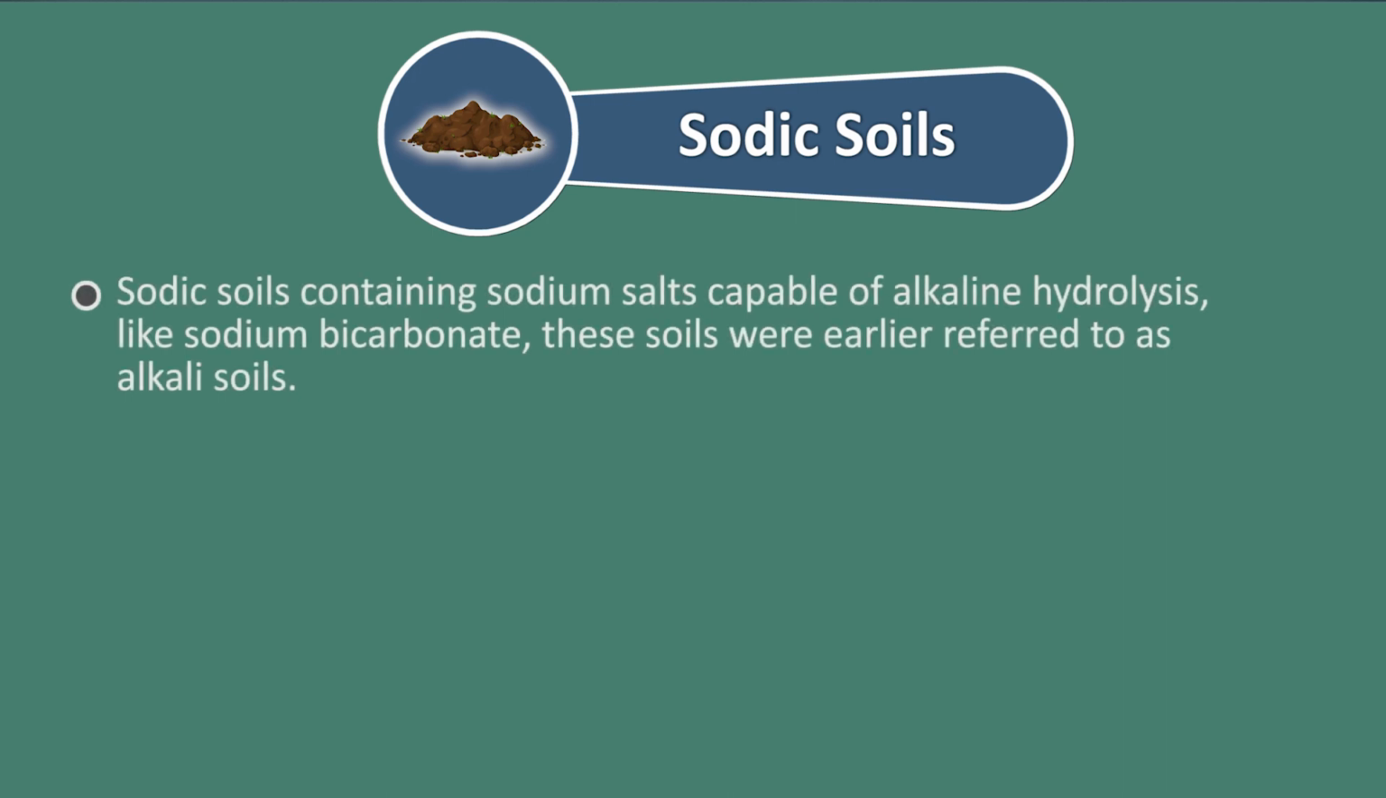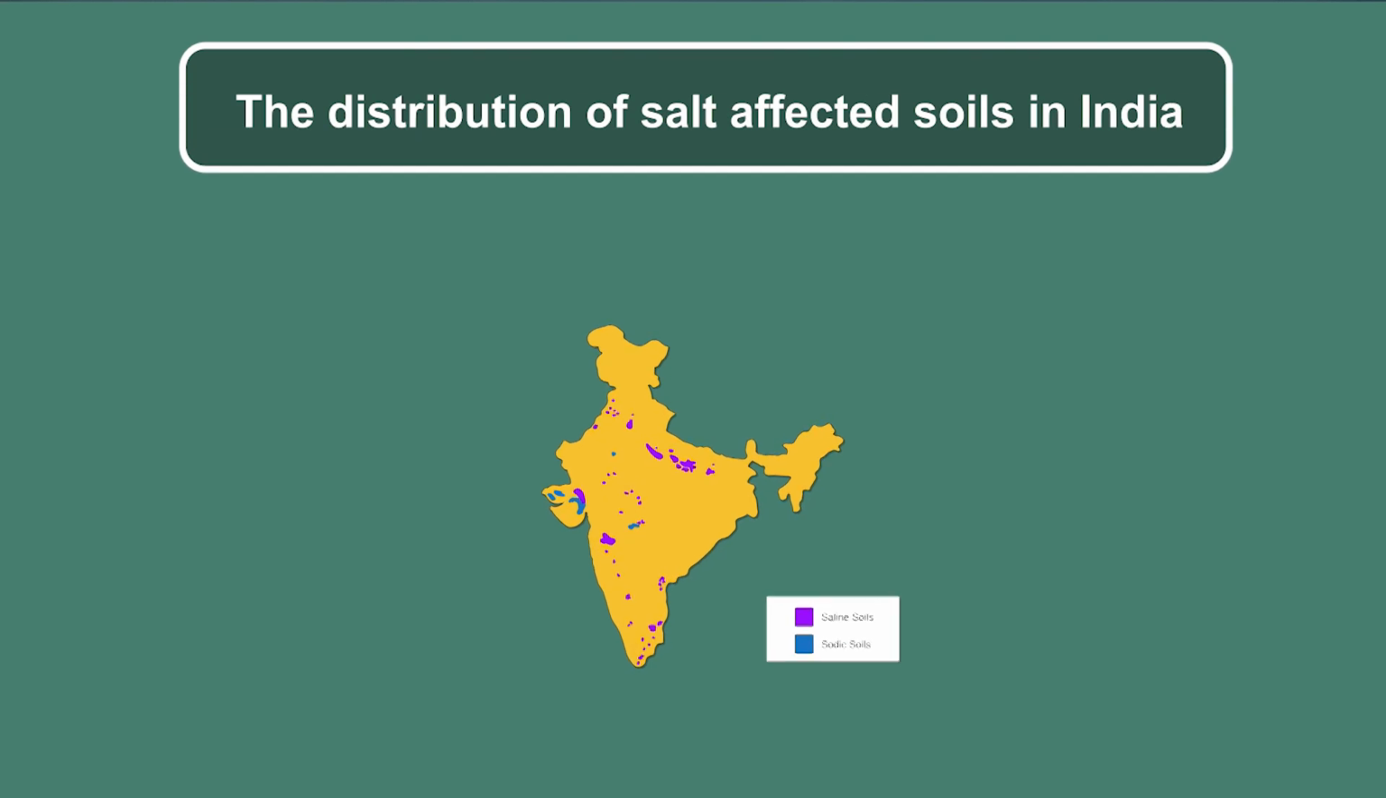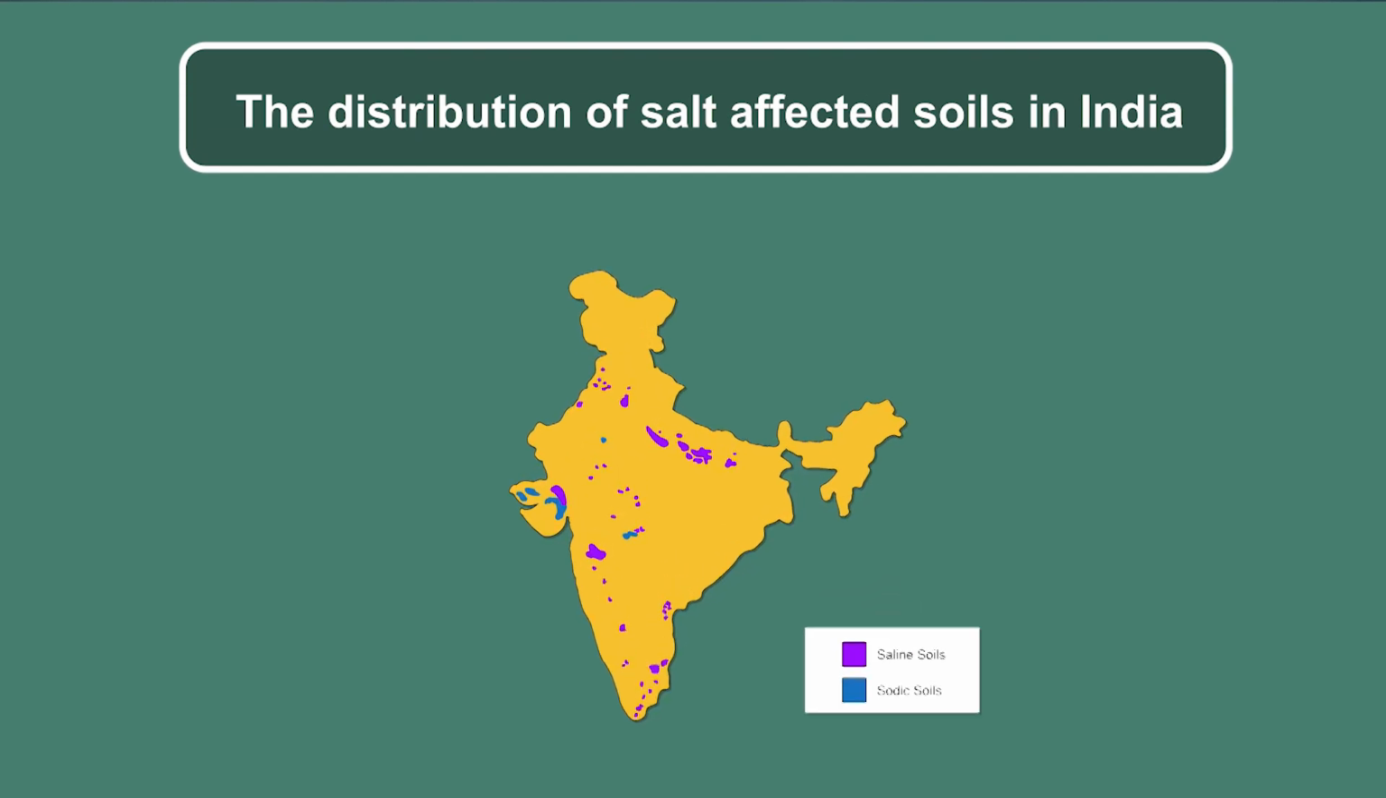Viewers, the next is sodic soil. Sodic soil contains sodium salts which are capable of alkaline hydrolysis, like sodium bicarbonate. Viewers, these soils were earlier referred to as the alkali soils. The distribution of the affected soil in India is shown in the map.